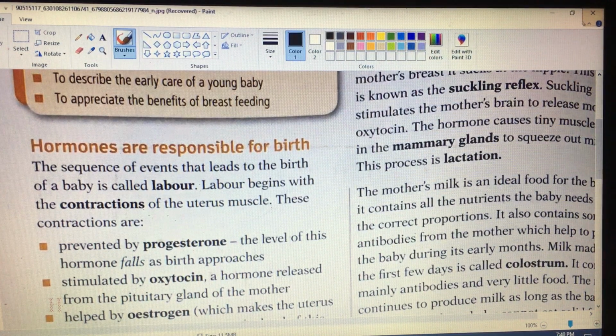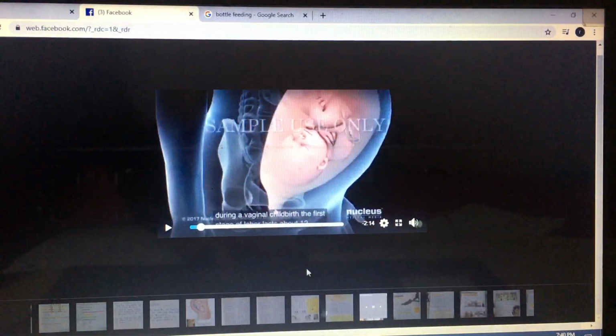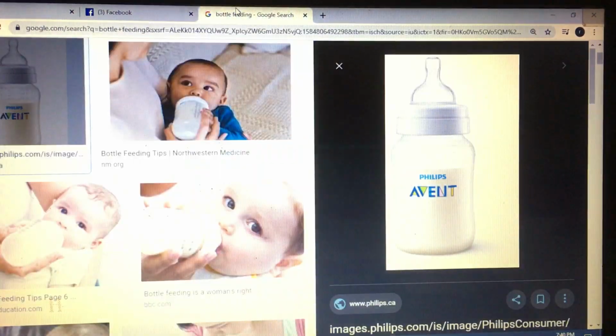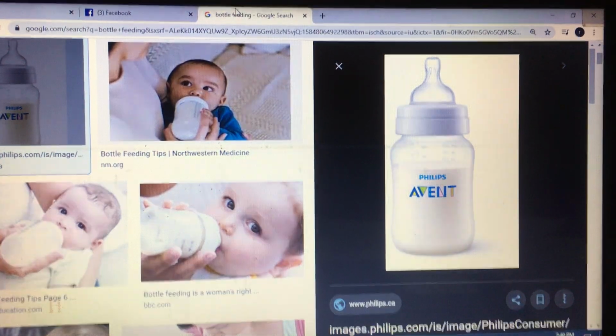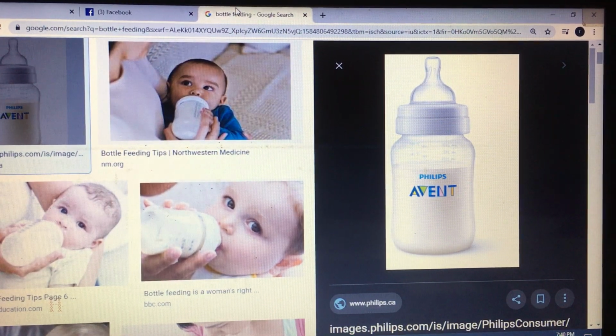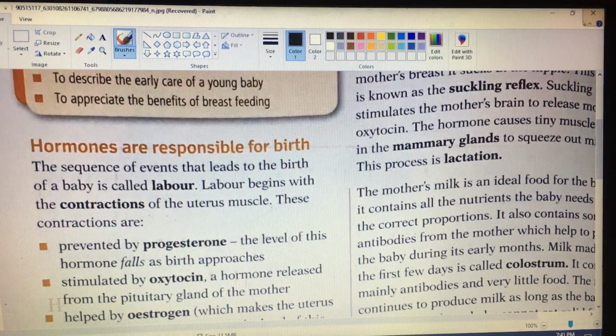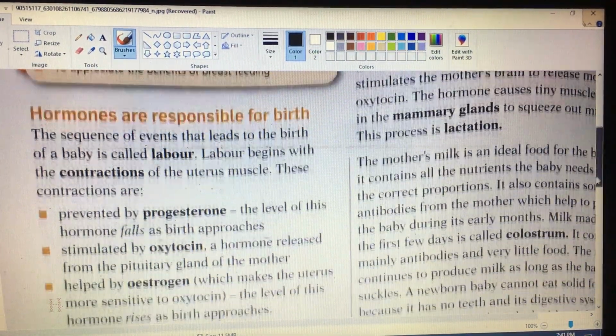Okay, so let's start with bottle feeding. Sorry, before bottle feeding, we have something. I missed something here. Back to the mother's feeding.